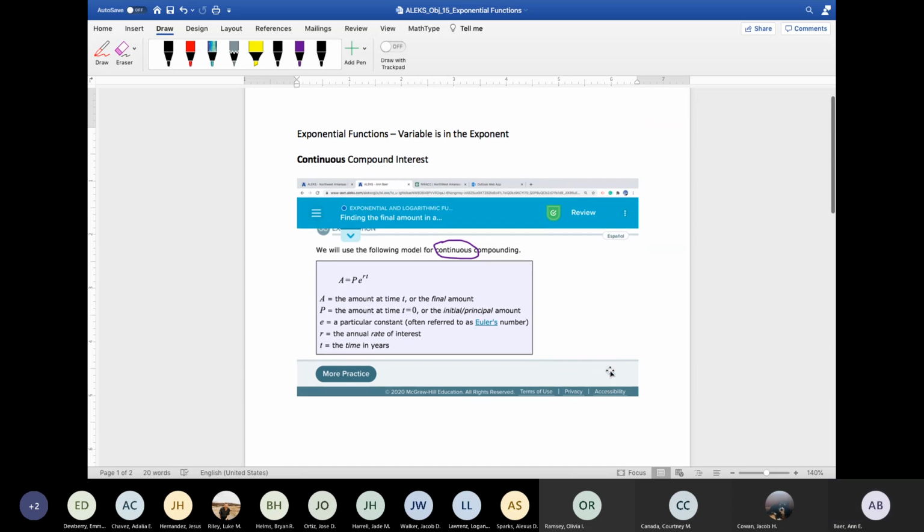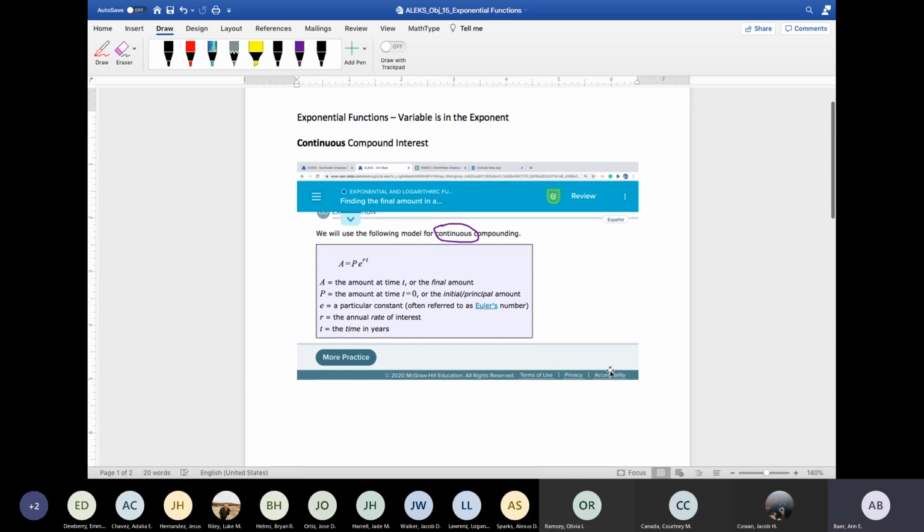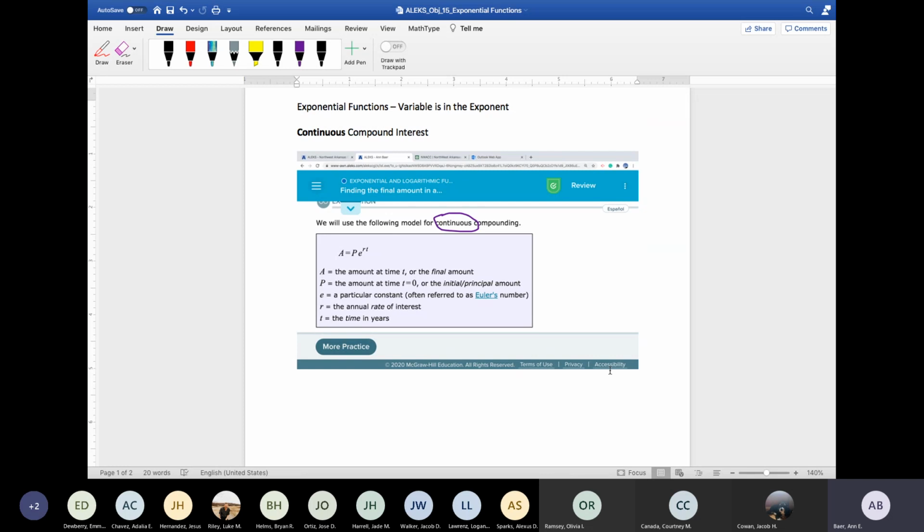Now, we are talking about continuous compound interest. That means you're going to see the word continuously or continuous in the problem. So that's what that means. Now these other variables, A, P, E is a number. E is a number like pi, non-terminating, non-repeating, and I will need to show you how to put that E in your calculator to be able to do this problem.